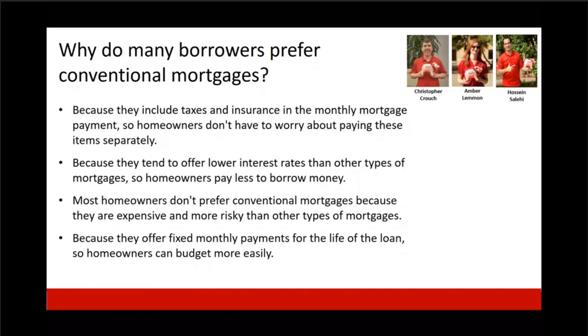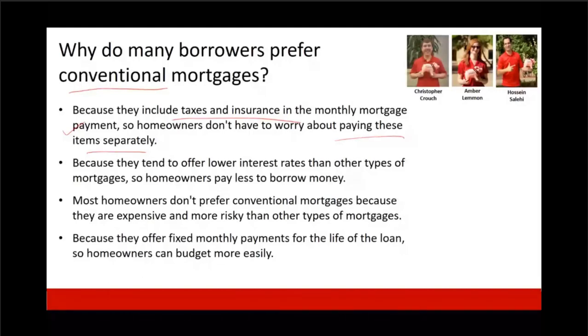The last one? Okay. So let's look at this first one. Is this right or wrong? Do conventional mortgages include taxes and insurance in the monthly payment? Yes, they do. That's a huge advantage to a mortgage, right? You don't have to pay taxes and insurance, so you don't have to worry about paying them. Okay. So this one's right?